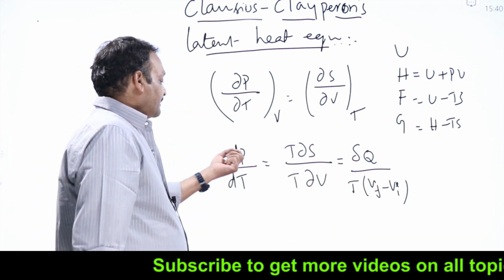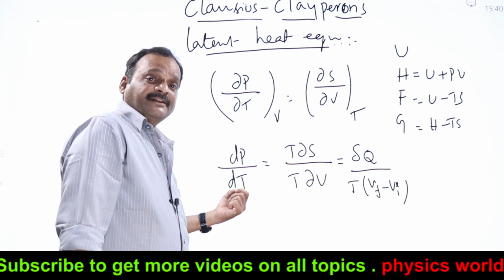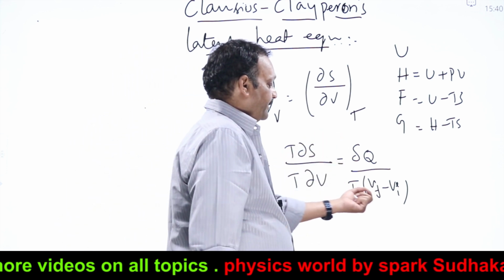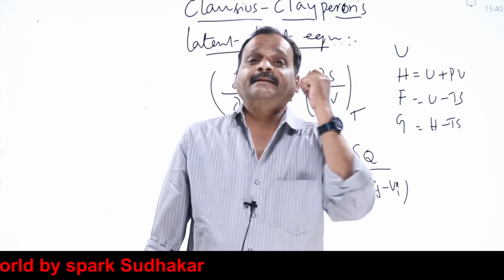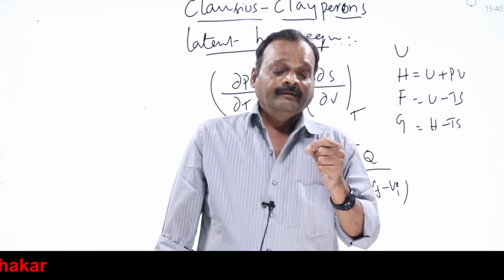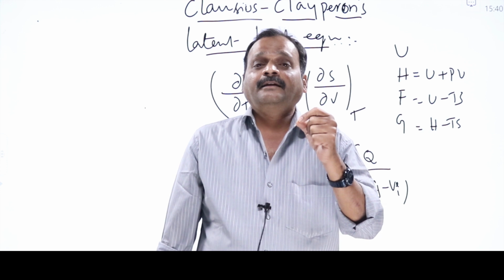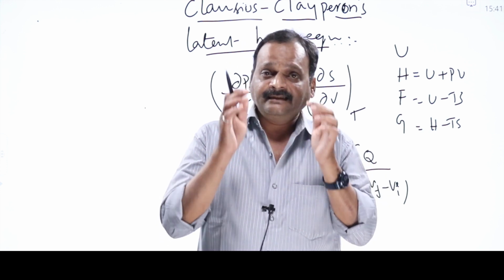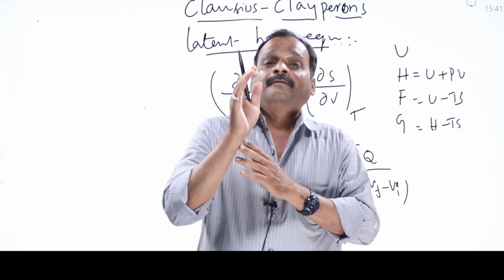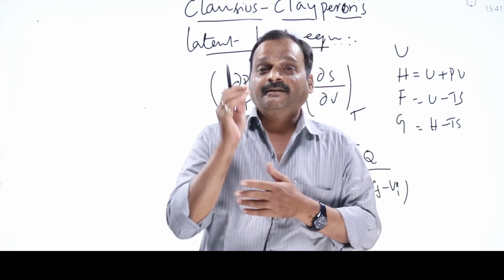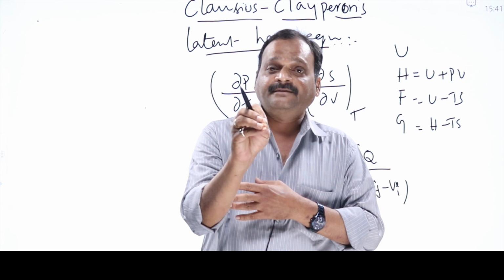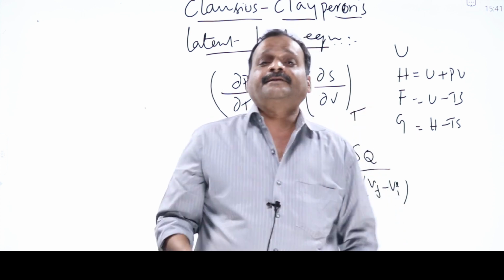Now, this is dP by dT, change in pressure to change in temperature, equal to delta Q by T into Vf minus Vi. The purpose of the Clausius-Clapeyron's latent heat equation is that we apply it for first order phase changes. It is applicable for first order phase changes only. What are first order phase changes?